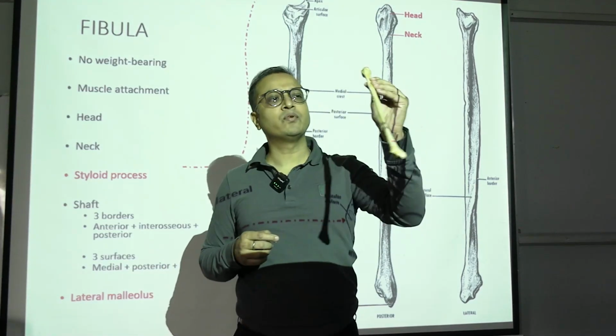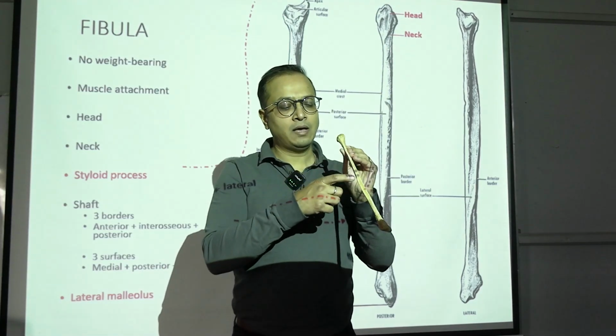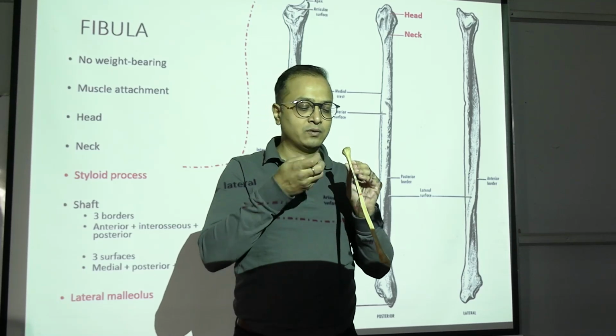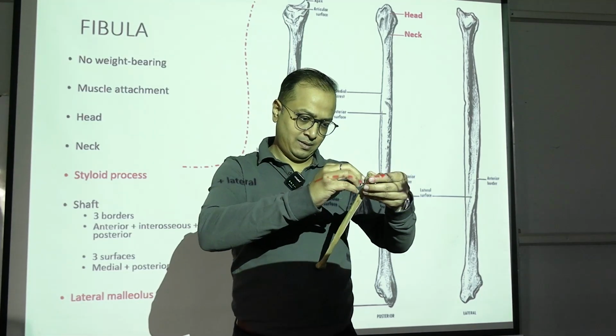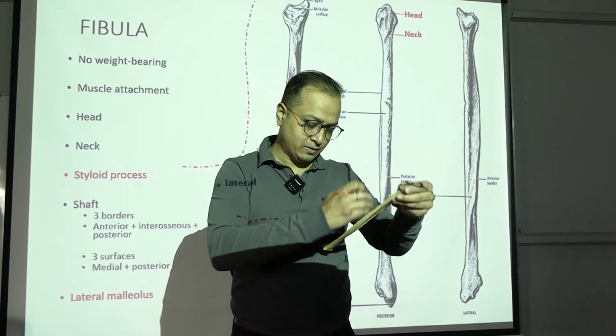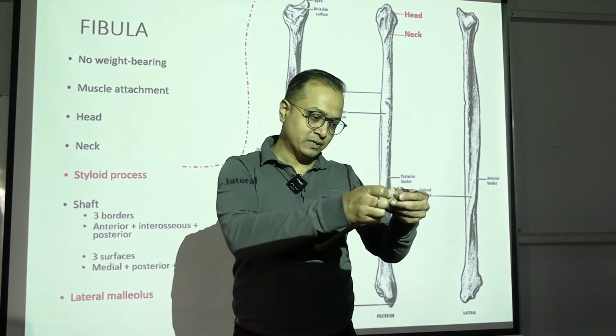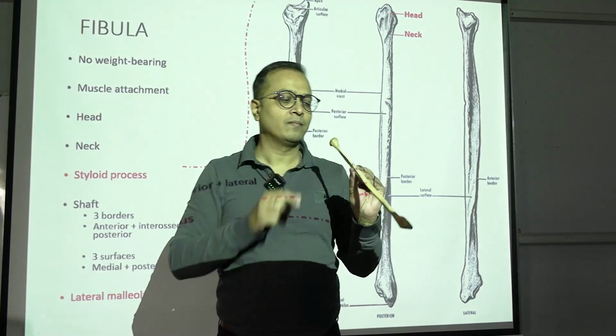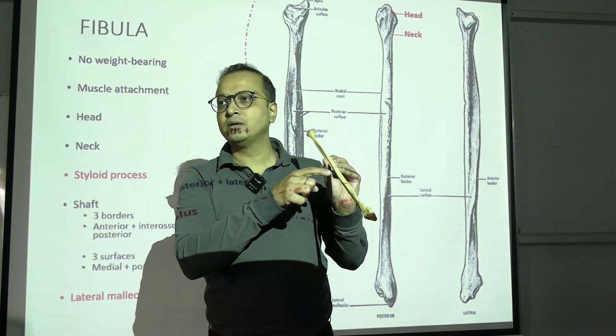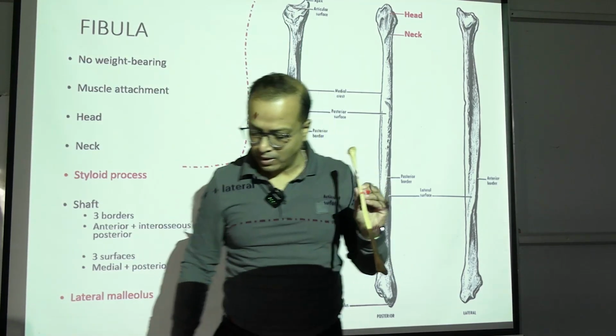So, these two lines: if you identify the anterior border and this interosseous border, which is present on the medial side, then we have this posterior border, which is present on the back side. So anterior border, posterior border and interosseous border, these 3 borders you have to identify.